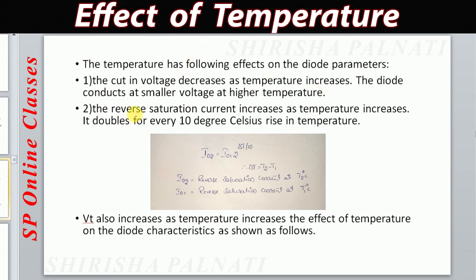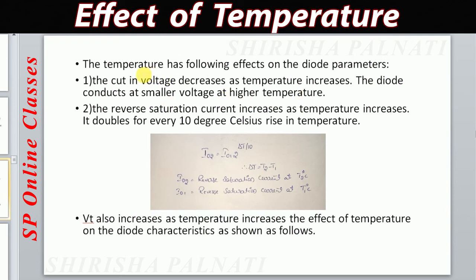Here we have two effects of temperature on the diode parameters. The first one is that the cut-in voltage decreases as temperature increases. That means the cut-in voltage, or the potential barrier, decreases as the temperature increases. The diode conducts at a smaller voltage at a higher temperature.